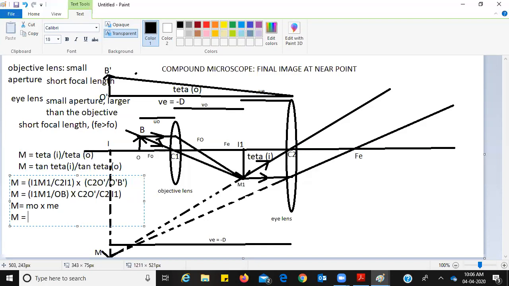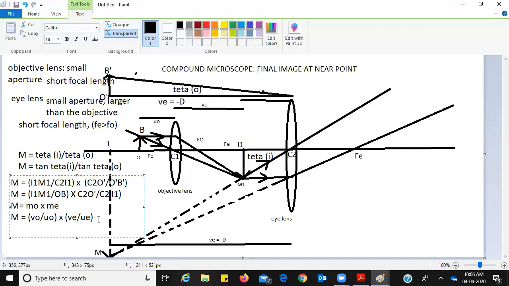Now I'm giving MO as UO by UO. Is it fine with you? Okay. Last step. One more step is needed. C2 O dash is VE by UE. I didn't give the last step because I want to introduce that MO into ME. That's why.